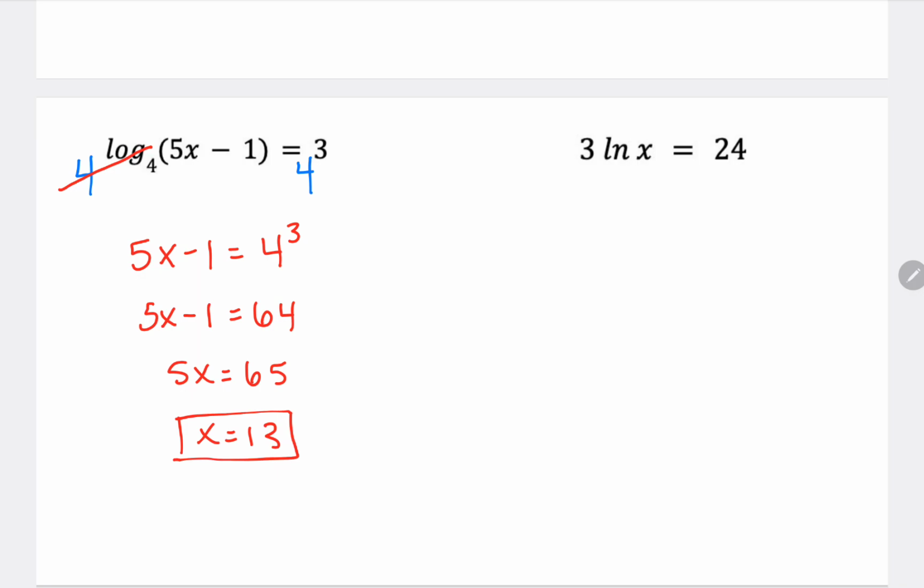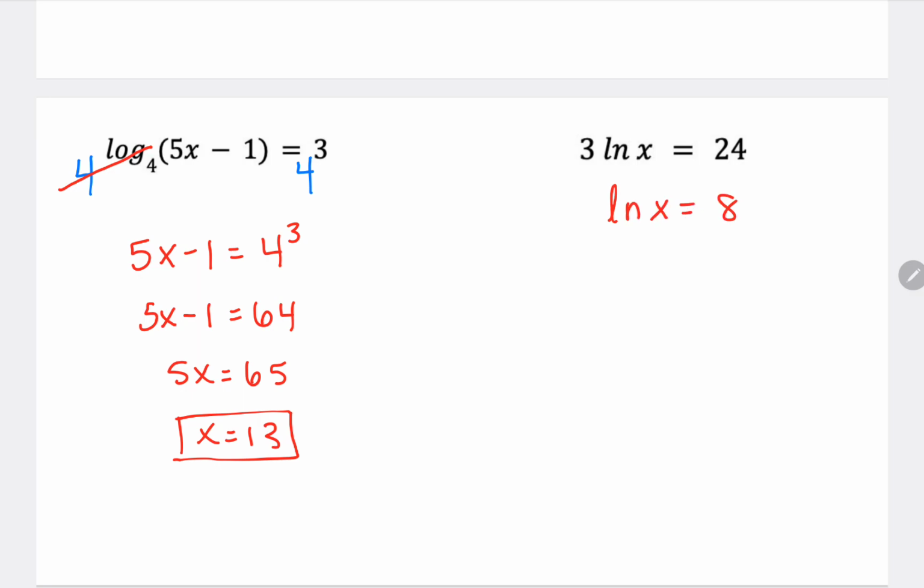The next example also has a log, but we're not quite ready to get rid of that log yet because we can isolate it first by dividing both sides by 3. If you can isolate first, isolate as much as you can first.